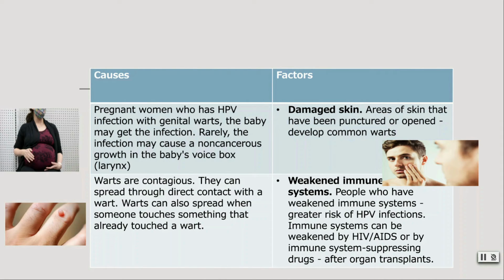Other factors of HPV include damaged skin. Areas of skin that have been punctured or opened are more prone to developing common warts. Lastly, a weakened immune system. People who have a weakened immune system are at greater risk of HPV infection. The immune system can be weakened by HIV or AIDS or by immune-system-suppressing drugs used after an organ transplant.